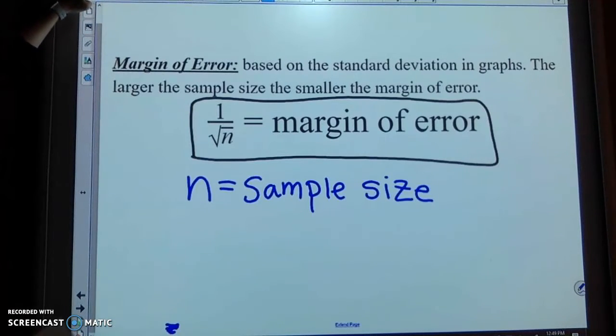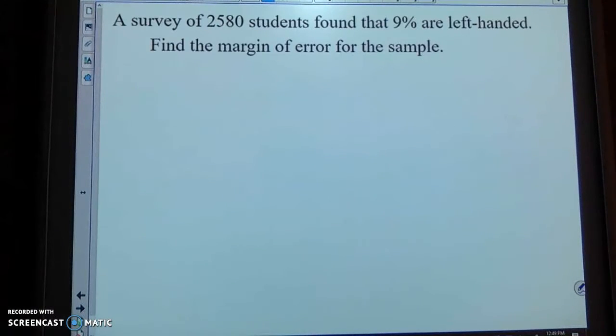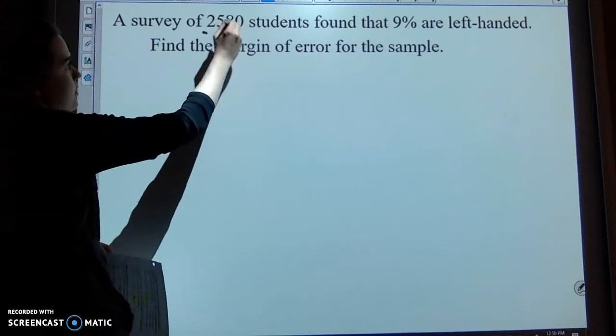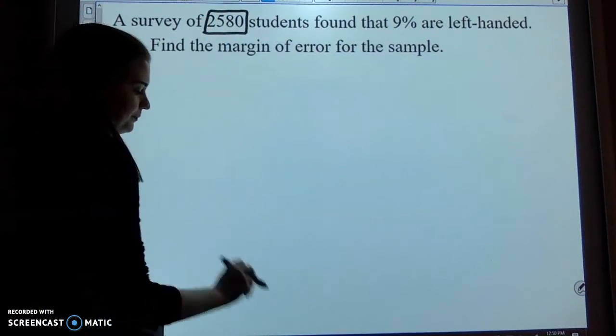Pause the video if you need to catch up. So the next problem says, a survey of 2,580 students found that 9% are left-handed. Find the margin of error for the sample. There's a lot of extra information in this one that we don't really need. The number we are going to focus on is 2,580.